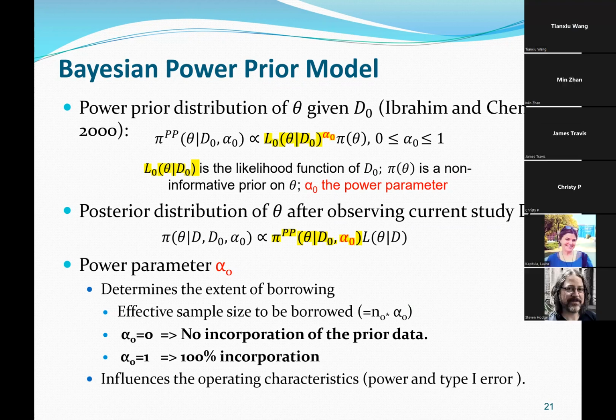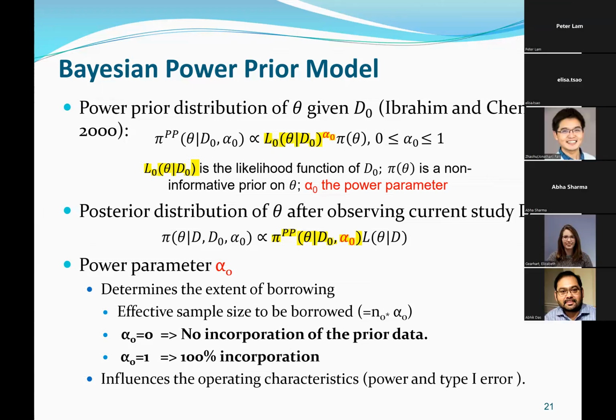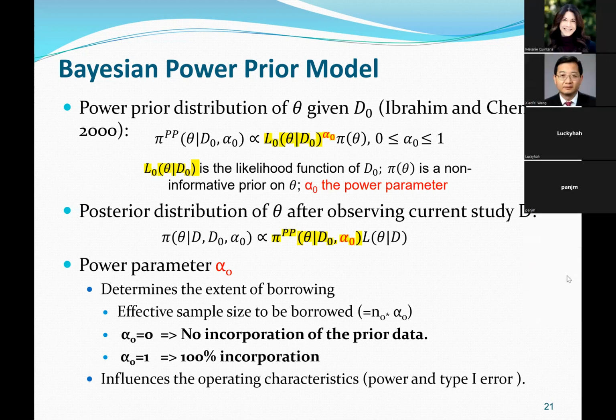It could be fixed upfront. Usually for our device trials, based on clinical thinking, we come up with the maximum to be borrowed. And so the approach is how to fine-tune the degree of borrowing between 0 and the maximum.